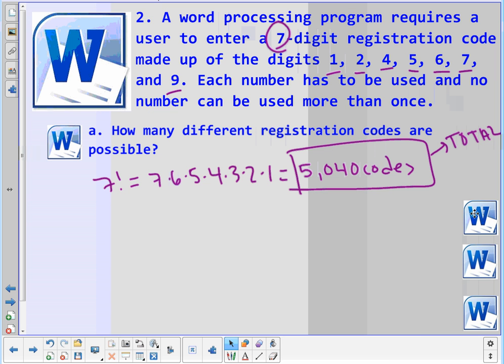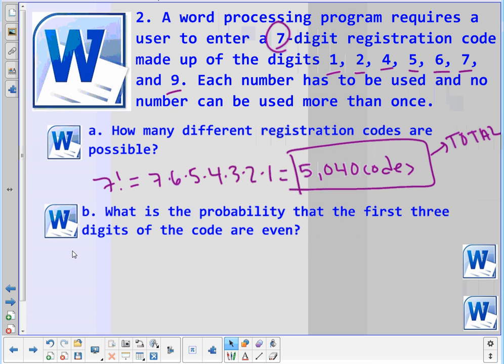Okay, so 5,040 codes, and again, that's your total number of codes possible. Now we want to look at some different specific codes that we could get. So part B says, what's the probability? Probability always means that you're going to end up with successes out of total, that the first 3 digits of the code are even. So, let's look at what this code would look like. If I have 7 digits in the code, 1, 2, 3, 4, 5, 6, 7, I want the first 3 to be even. I want this to be even, even, even.